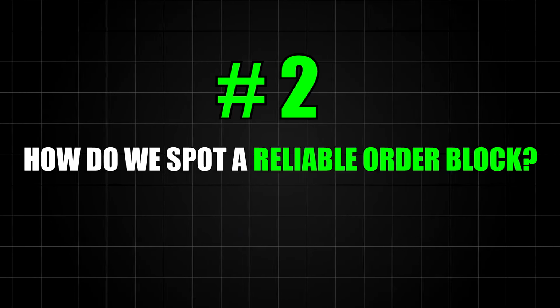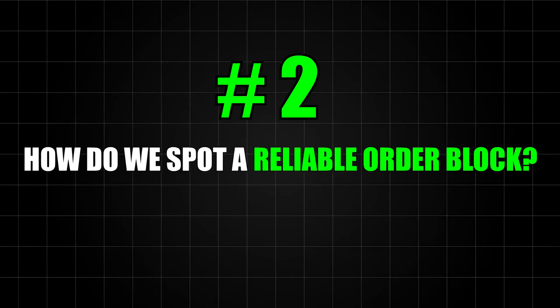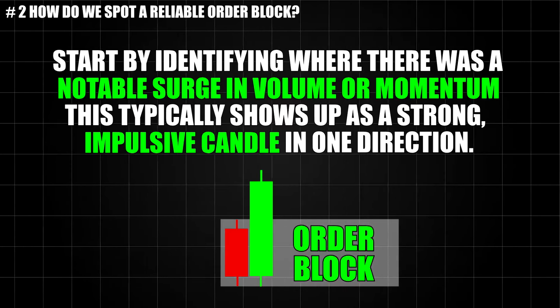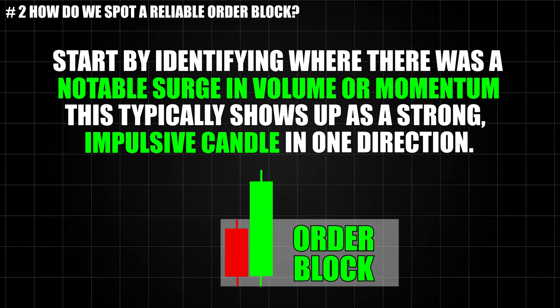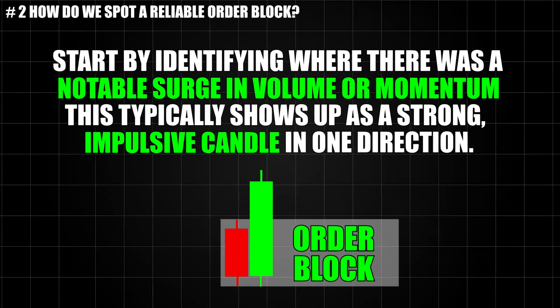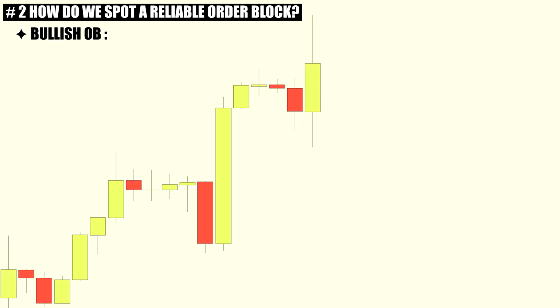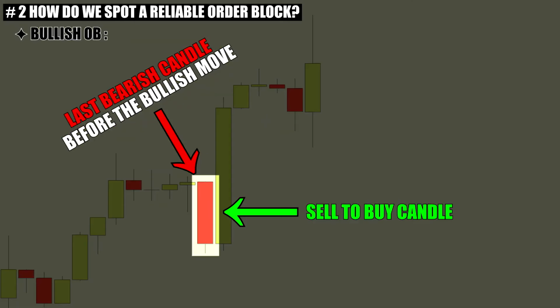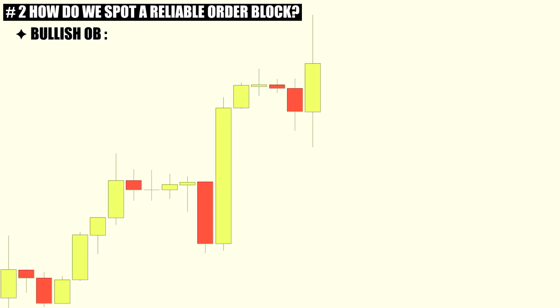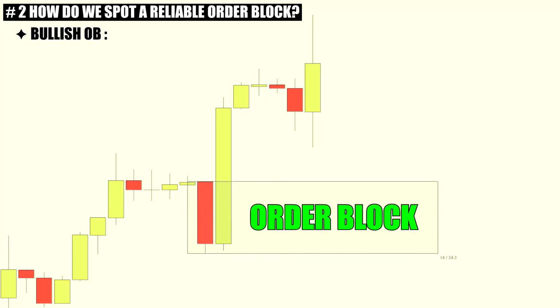Here's how. So, how do we spot a reliable order block? Start by identifying where there was a notable surge in volume or momentum. This typically shows up as a strong, impulsive candle in one direction. For example, when spotting a bullish order block, you'll notice a sharp upward candle. What you want to do is go back to the last bearish candle just before that surge upward. This is often referred to as the sell to buy candle, and it marks the origin of the move. This candle is your potential order block.